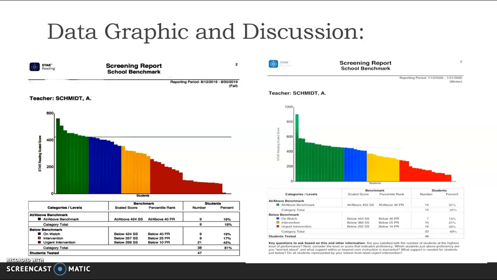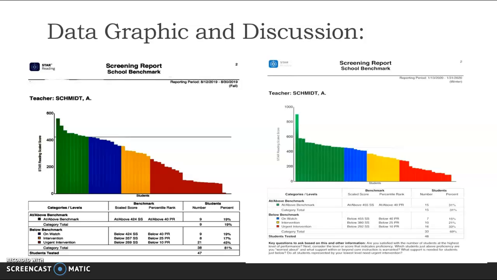The first graphic represents the results of the very first test they took at the beginning of the year. As you can see, 21 students scored on an urgent intervention level and only 9 students scored on or above grade level. The rest were considered to be on watch and on intervention.